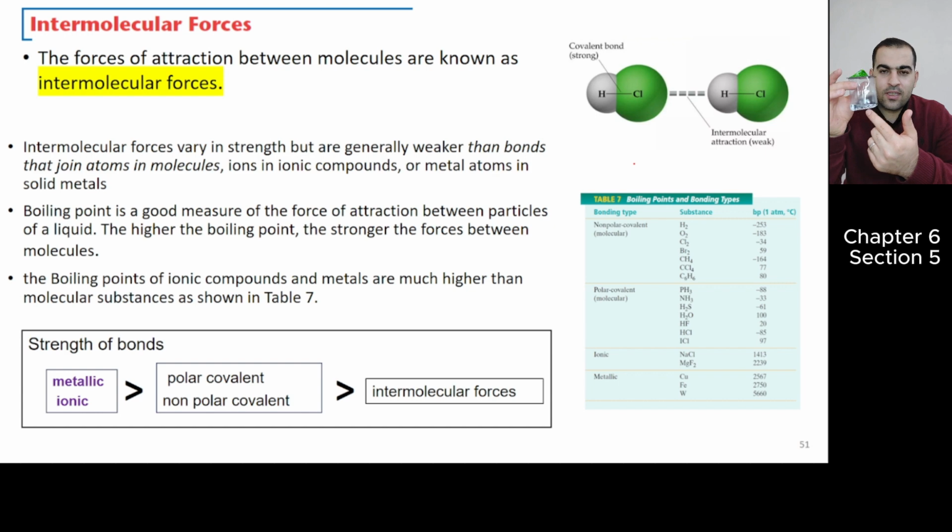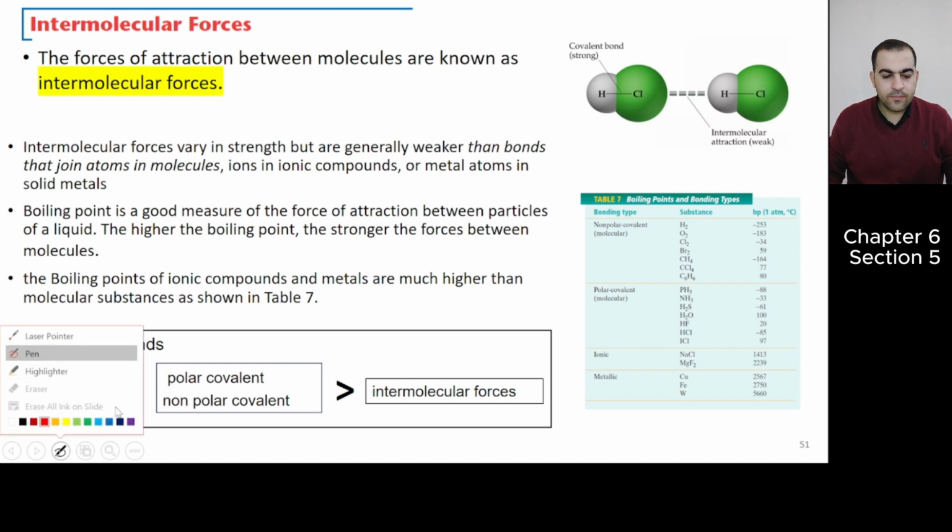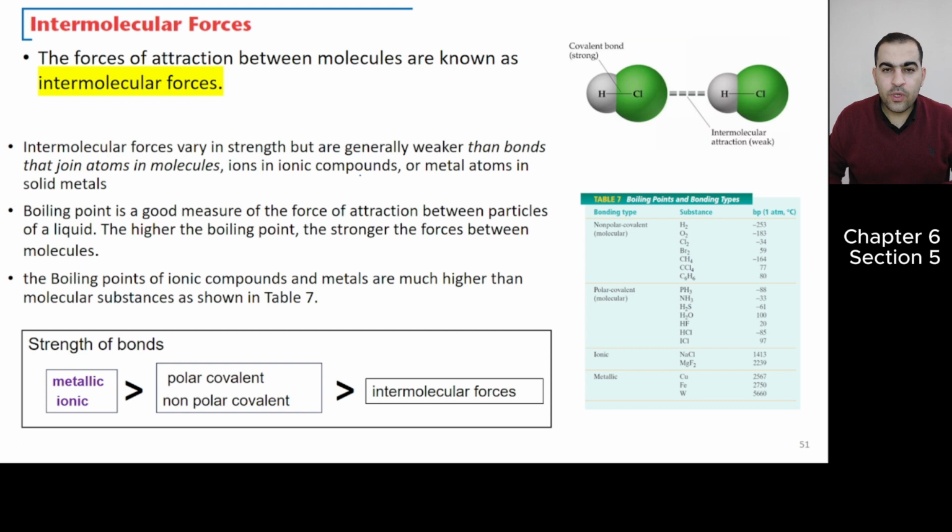What binds the molecules of water? There must be a force. We call it a force. It's not different than bonding. Bonding is like transferring or sharing electrons. But there is a force of attraction between positive and negative. Okay? Let's talk about it. The force of attraction between molecules is known as intermolecular forces. Between molecules, we have a force of attraction we call intermolecular force.